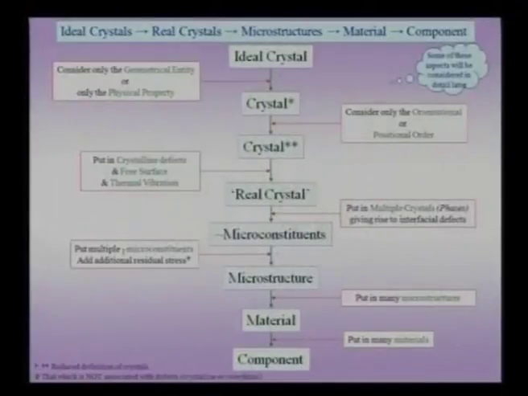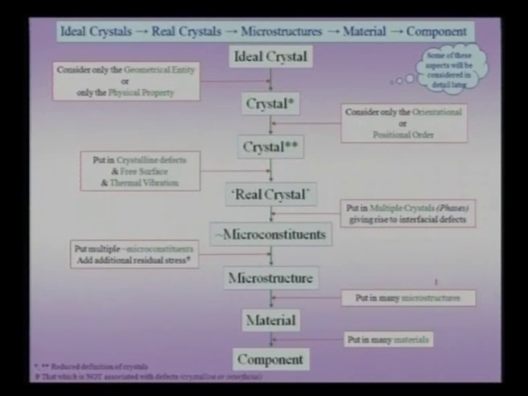So this is a new way of looking at microstructure, a functional way of looking at microstructure, wherein you have micro constituents and residual stress added in. We will also define this microstructure in a slightly different way, compared to this flow diagram, in one of the coming slides. But starting with microstructure, I can put in many microstructures to make a material.